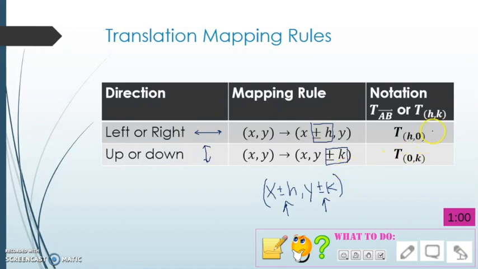Now for the notation, this one is T for transformation, and then h, k tells you how many and in what direction. So if h is negative, then that means it's going to the left. If h is positive, then it's going to the right. Now this is another way that you can write it. That's called vector notation, so you could have the name of a vector down underneath that.